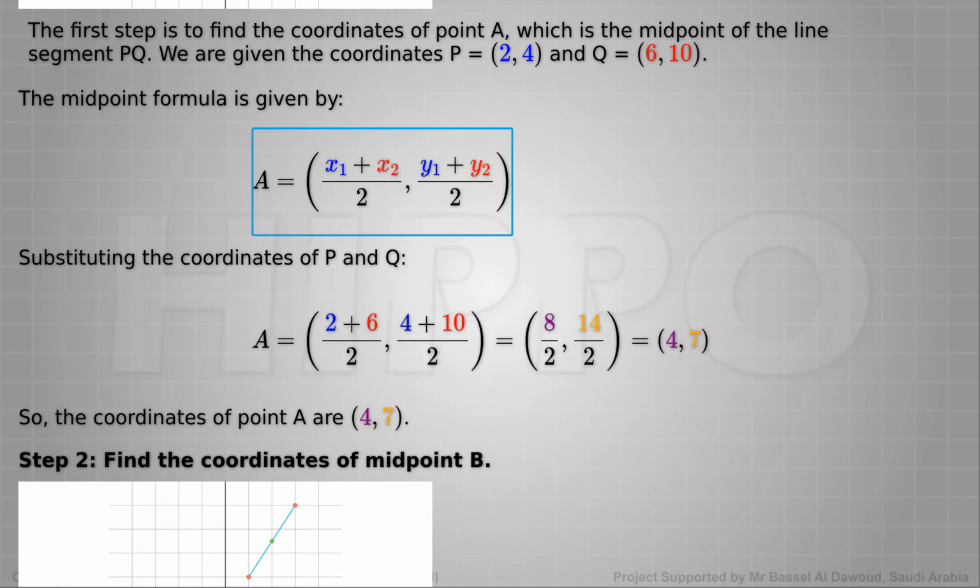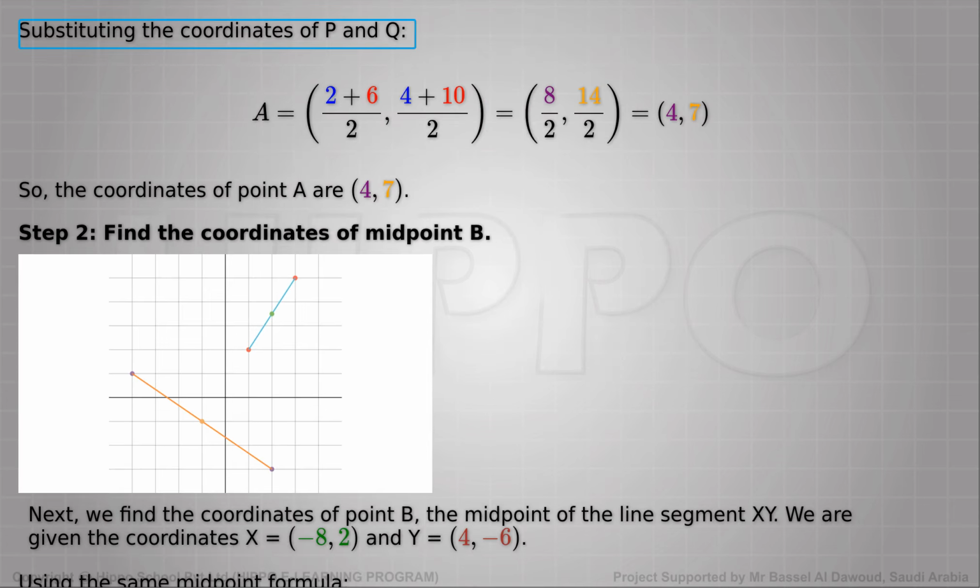It's a simple average of the x-coordinates and the y-coordinates. To find the midpoint, you take the first x-coordinate plus the second x-coordinate and divide by 2, and you do the same thing for the y-coordinates. Now we plug the coordinates of P and Q into that formula.